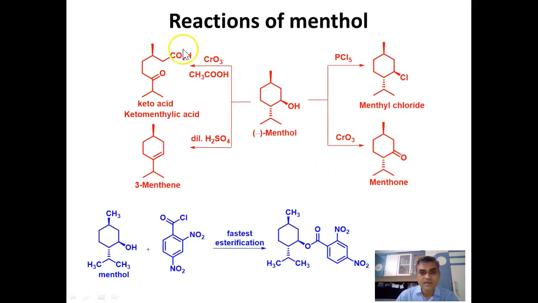Now let us see the preliminary reactions of menthol. Menthol is a secondary alcohol, and with PCl5 it gives menthyl chloride. On oxidation it gives menthone. Further oxidation gives a carbon-carbon bond cleavage. It proceeds through the intermediate of menthone, and we get a keto carboxylic acid, which is called ketomenthylic acid. Similarly, it undergoes dehydration reactions, and we get 3-menthene.